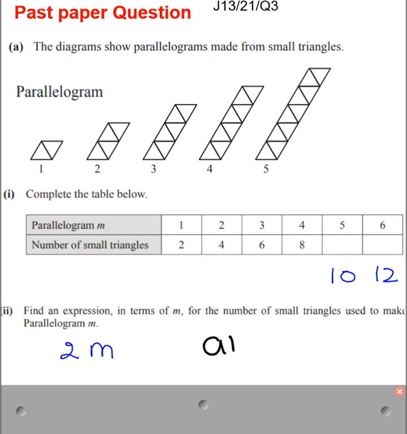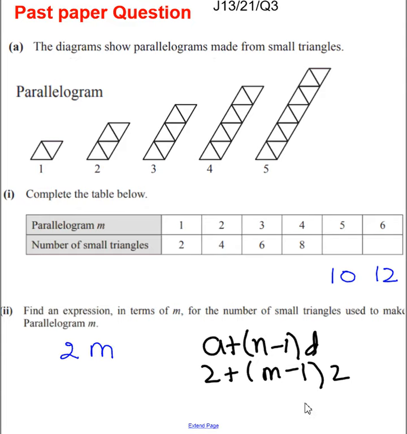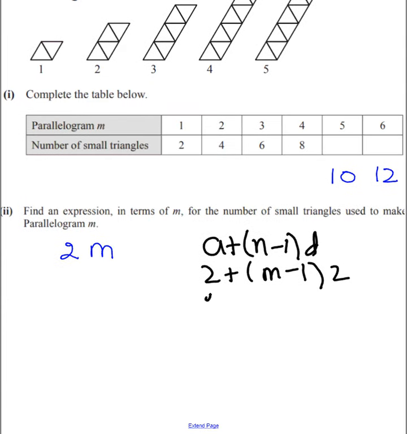If you want to use the formula, a plus n minus 1 d, right? So a is 2. Instead of n they are using m, so you use m, and the difference was 2, right? So if I'm using it, it will be 2 plus 2m minus 2. It will cancel out and you get 2. So using that formula, you're getting 2m.